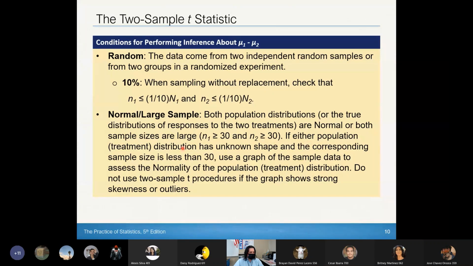If either population or treatment distribution has unknown shape and the corresponding sample size is less than 30, use a graph of the sample data to assess the normality of the population treatment distribution. Do not use two sample t procedures if the graph shows strong skewness or outliers. It's essentially the same conditions that we had to consider when doing significance tests for population means. But now we need to use these against both populations and both samples.